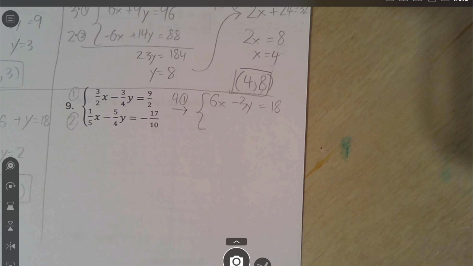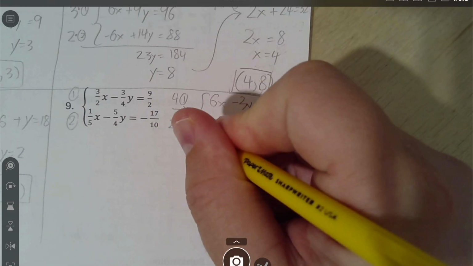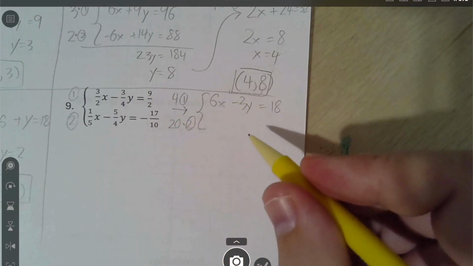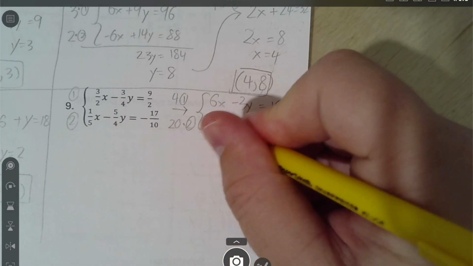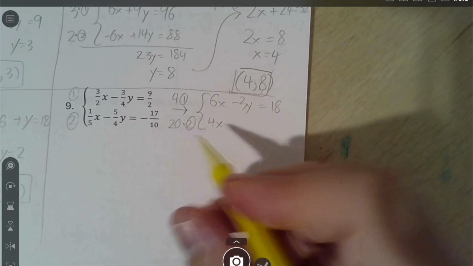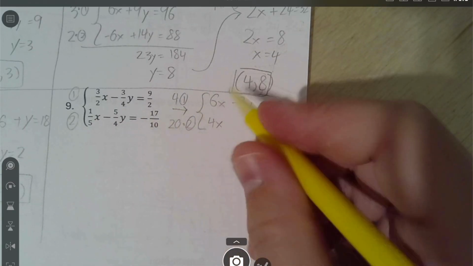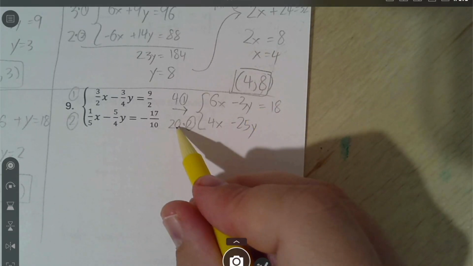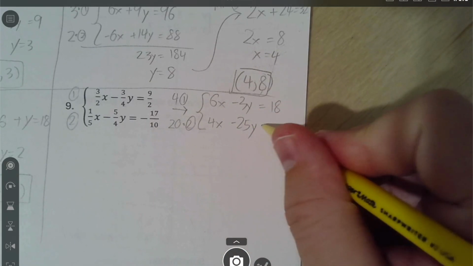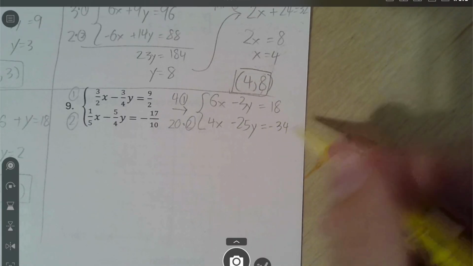So we're good there. Underneath, the bummer is that 5, 4, and 10, their LCD is actually 20. All right, so we're going to get maybe some larger numbers here. 20 divided by 5 is 4. 4 times the remaining 1 is still 4. 20 divided by 4 is 5. And 5 times the remaining negative 5 is negative 25. And 20 divided by 10 is 2. And 2 times the remaining negative 17 is negative 34.